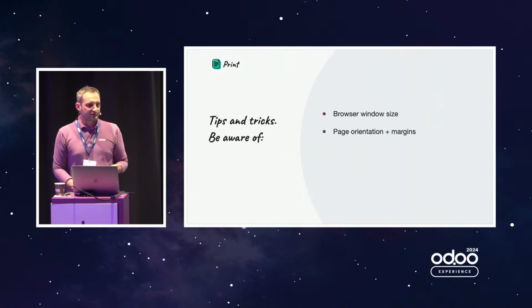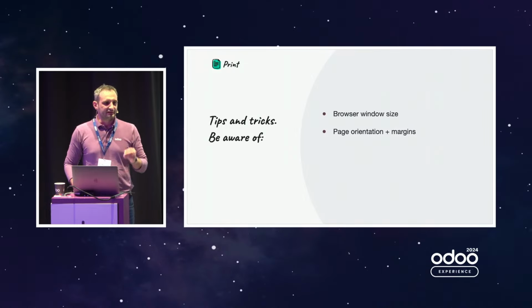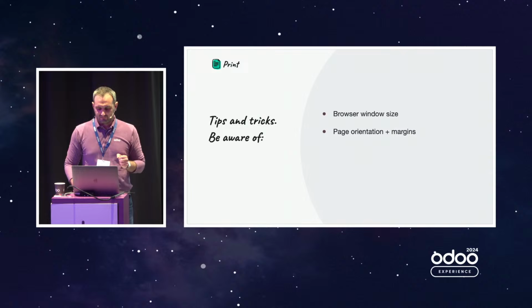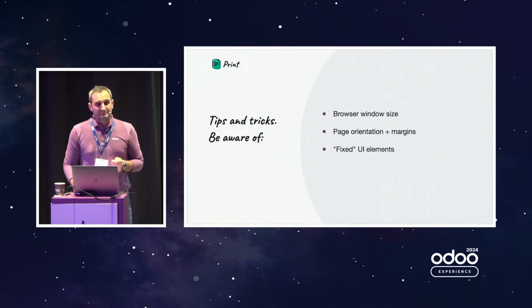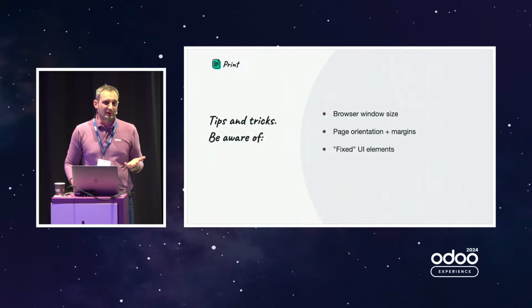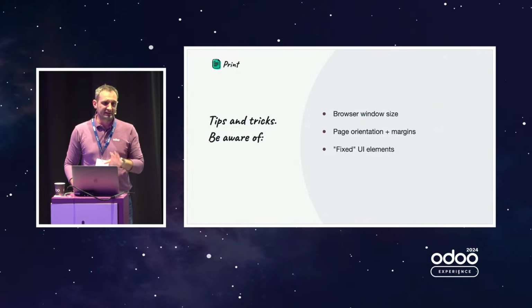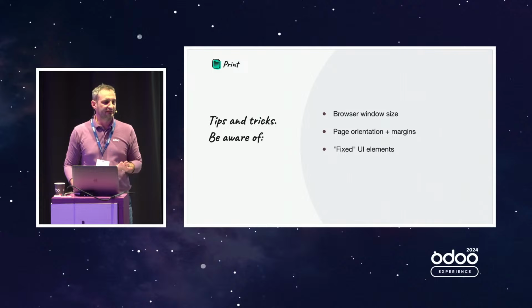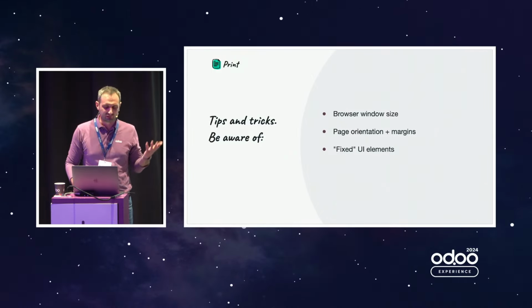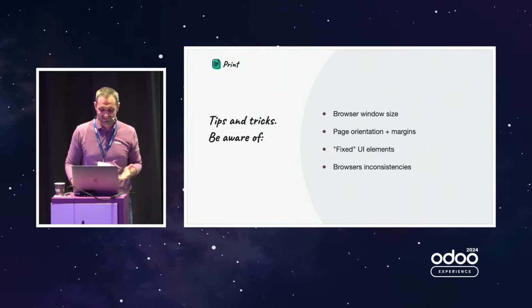The page orientation, of course, and the margin that you set in the print window will affect the final result as well. Be aware of fixed elements that may be visible in the UI, like modals and dropdowns. Normally, the system already strips all these elements for you, but if there is a big modal, of course, and you don't want to print it, just hide it.